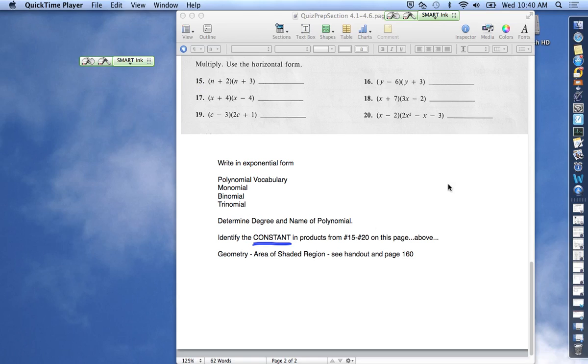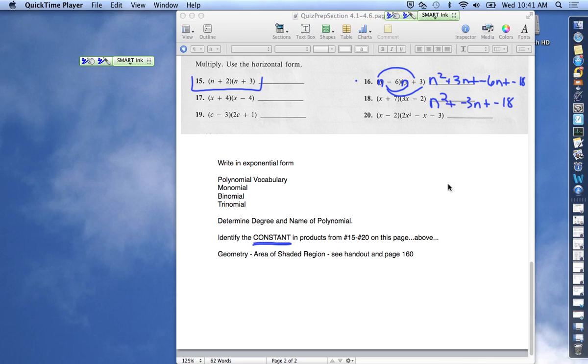I want to change this and combine. I'm going to do number 16, but I'm going to change the y to an n and create a different problem. When I multiply these together, I would get n squared plus 3n plus negative 6n plus negative 18. Combining like terms, that gives me n squared plus negative 3n plus negative 18.